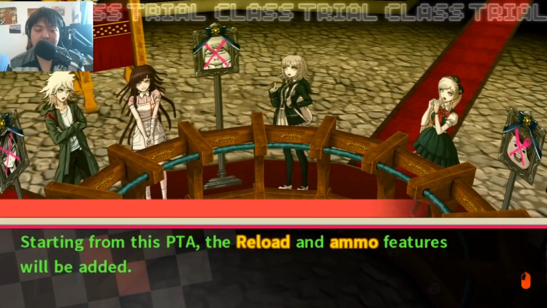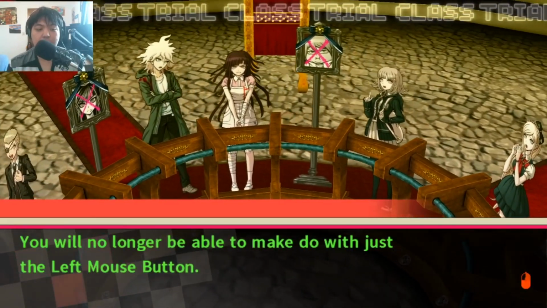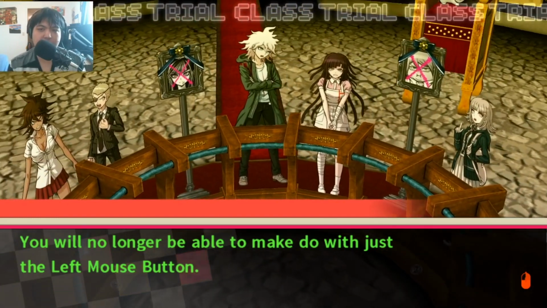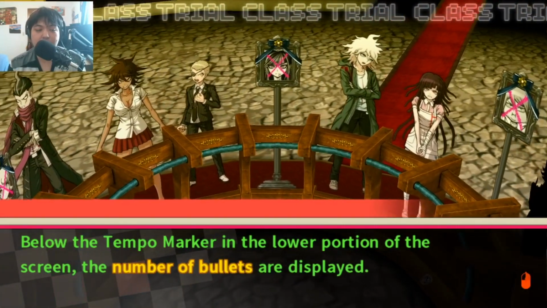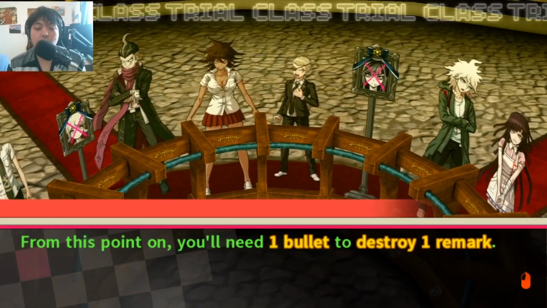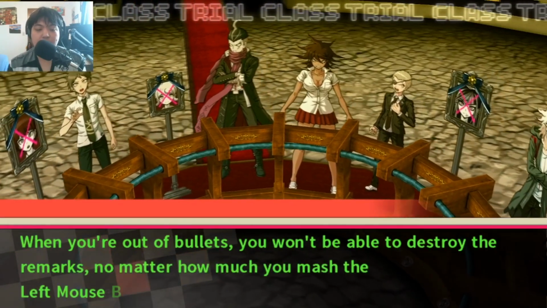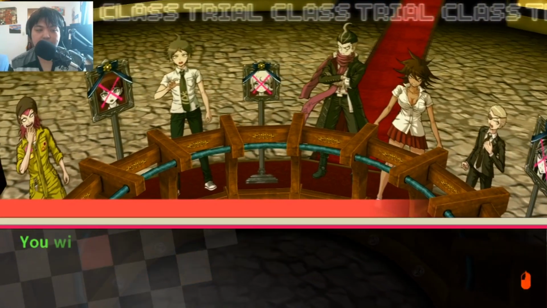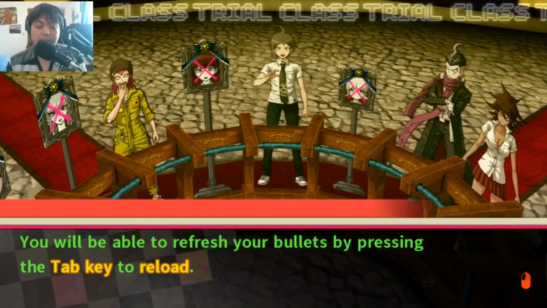Starting from the PTA, the reload and ammo features will be added. Okay? You will no longer be able to make do with just the left mouse button. Okay, left mouse like shoot then. Below the tempo marker, if the lower proportion of the screen, the number of bullets are displayed. From this point on, you will need one bullet to destroy one remark. Okay? When you're out of bullets, you won't be able to destroy the remarks, no matter how much you mash the left mouse button. You will be able to refresh your bullets by pressing the tab key to reload. Okay, tab key to reload.